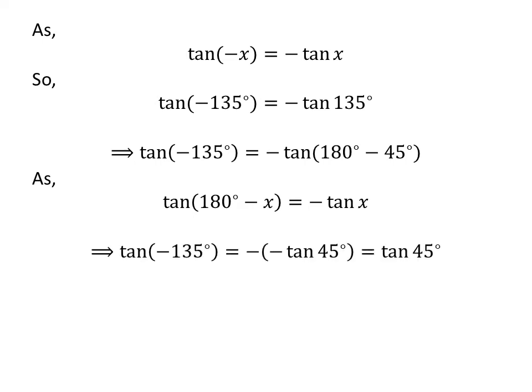Let us apply the above identity for tangent of minus 135 degree. Here x is 45 degree. So tangent of minus 135 degree is equal to minus of tangent of 45 degree, which is equal to tangent of 45 degree, as minus of minus is plus.